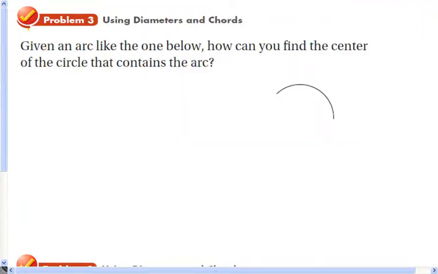Okay, given an arc like the one below, how can you find the center of a circle that contains the arc? All right, we're going to use the idea that if we find the perpendicular bisector of a chord, that will be a diameter of the circle. So if I find two perpendicular bisectors of two chords, those will both be diameters, and where they intersect will be the center, because every diameter goes through the center. I'm not going to use a compass or a protractor here. I'll just demonstrate drawing some lines in.